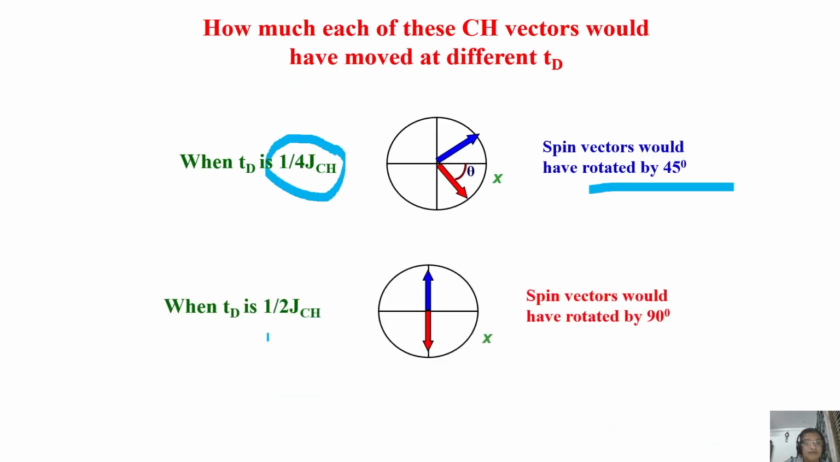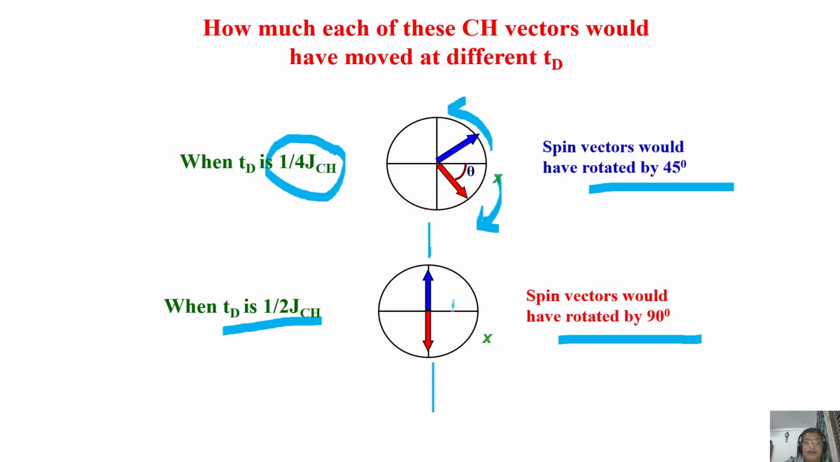Now wait for some more time. Let us say TD is now 1 over 2J. Put TD into the equation. Now what is going to happen? They are rotated by 90 degrees. So the fast moving component and the slow moving component, the one which is moving like this and the one which is moving like this, now one comes along the plus z axis and one comes along the minus z axis. They are now exactly apart by 90 degrees. Okay, this is what happens.